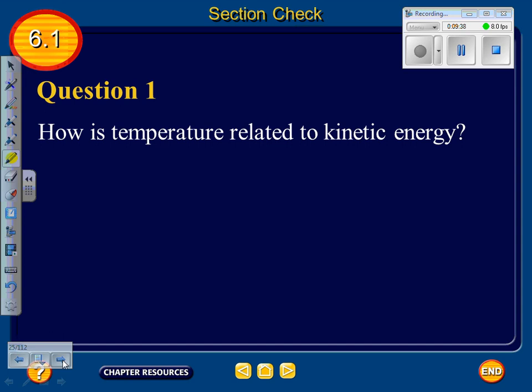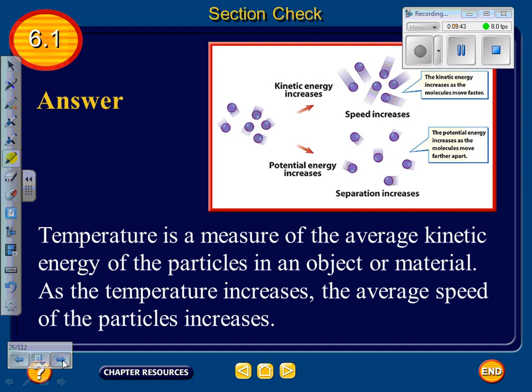Question 1, how is temperature related to kinetic energy? Temperature is a measure of the average kinetic energy of the particles in an object or material. As temperature increases, the average speed of the particles increases.